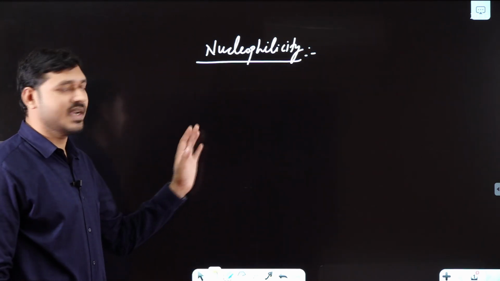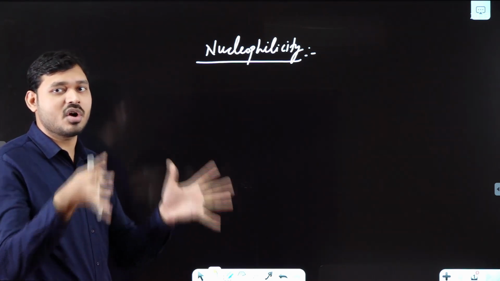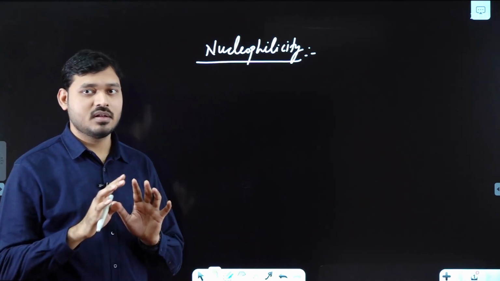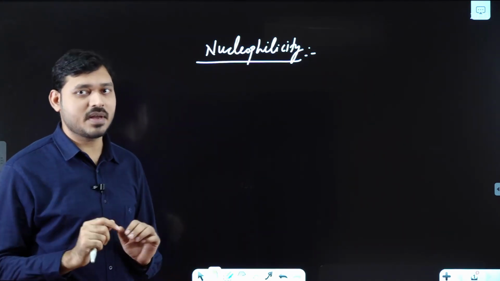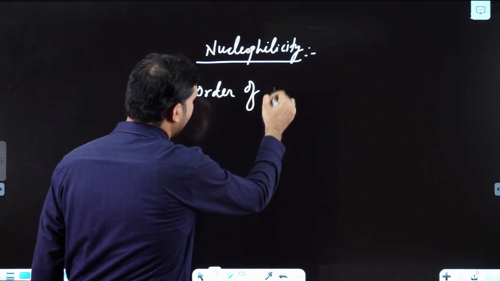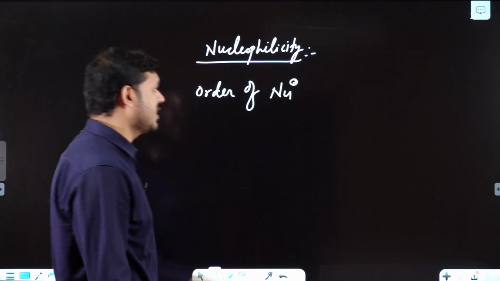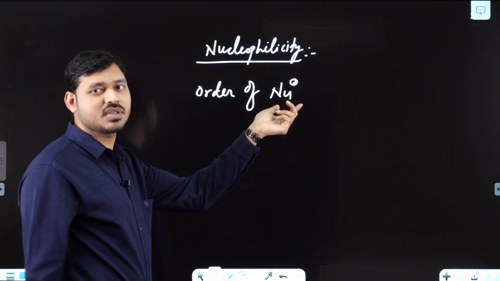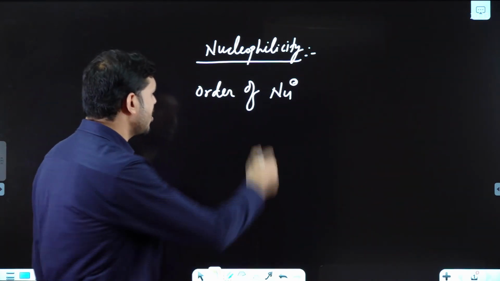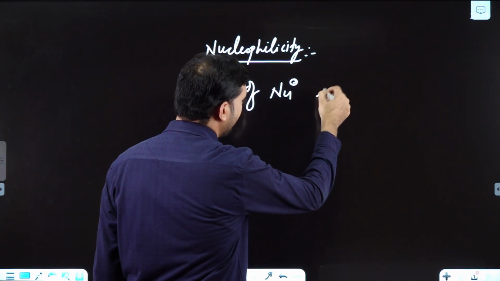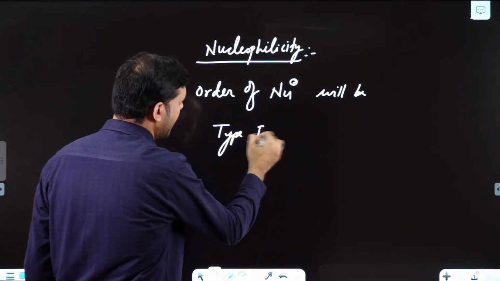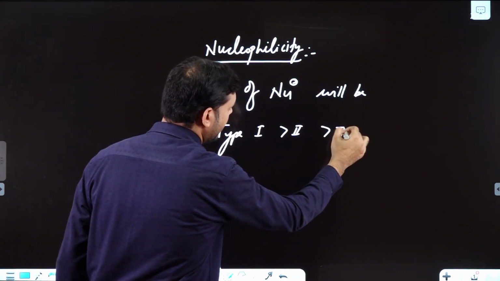Now dear students, understand, if I have to check the nucleophilicity order, meaning which one is more nucleophilic than the other, among these three types, then the order of nucleophilicity is represented as Nu minus or simply Nu sometimes. Okay, for nucleophile or nucleophilicity, this is the representation. So the order of nucleophilicity will be type 1 greater than 2 greater than 3.